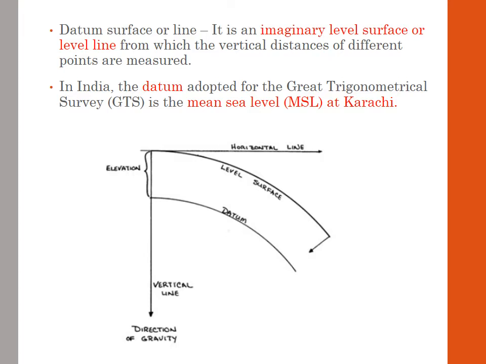Likewise, let us see India. In India, the datum adopted for the GTS survey, that is the Great Trigonometrical Survey, is the mean sea level at Karachi. For example, a point that is 500 meters above the mean sea level at Karachi in the case of the GTS survey.